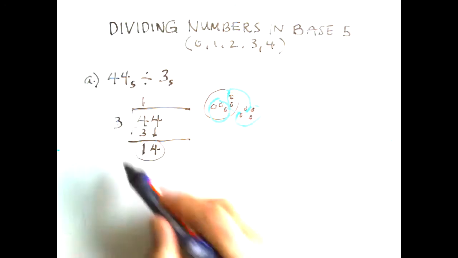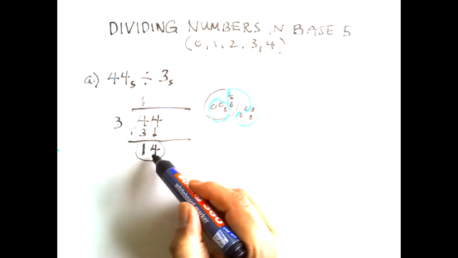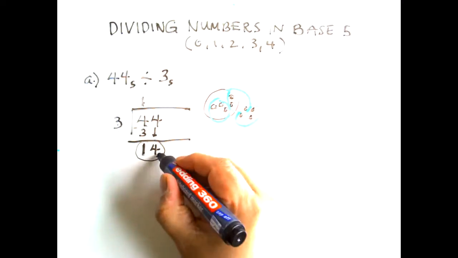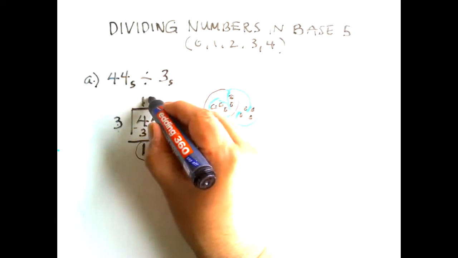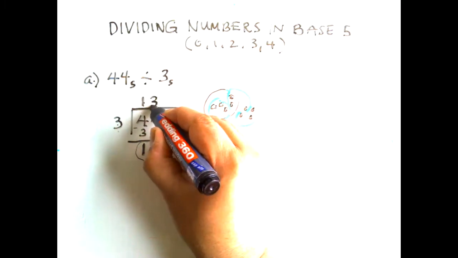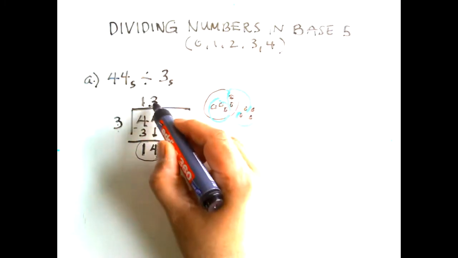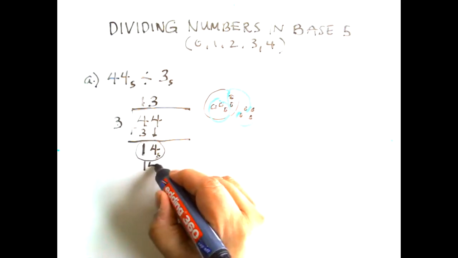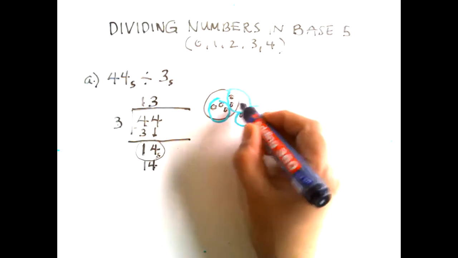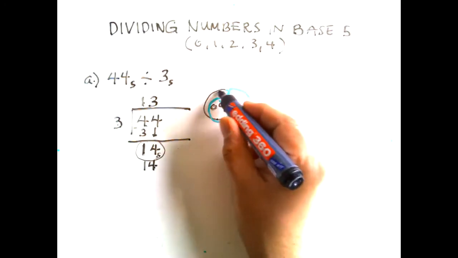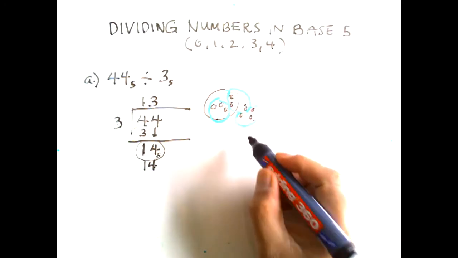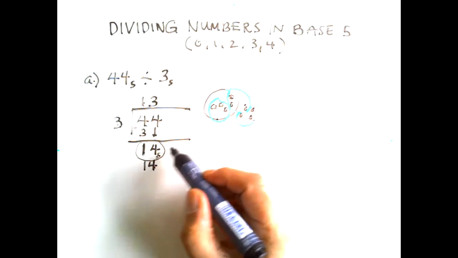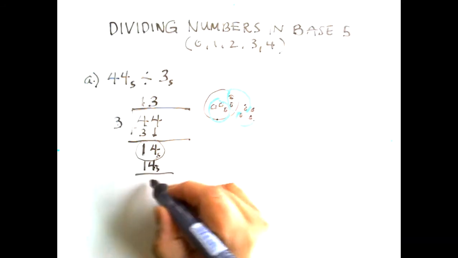So 3 goes into 1, 4 in base 5 three times. So your answer here is 3. And so 3 times 3 is, of course, 1, 4. So 3 groups of 3 is called 1, 4 in base 5. So here we got 0.